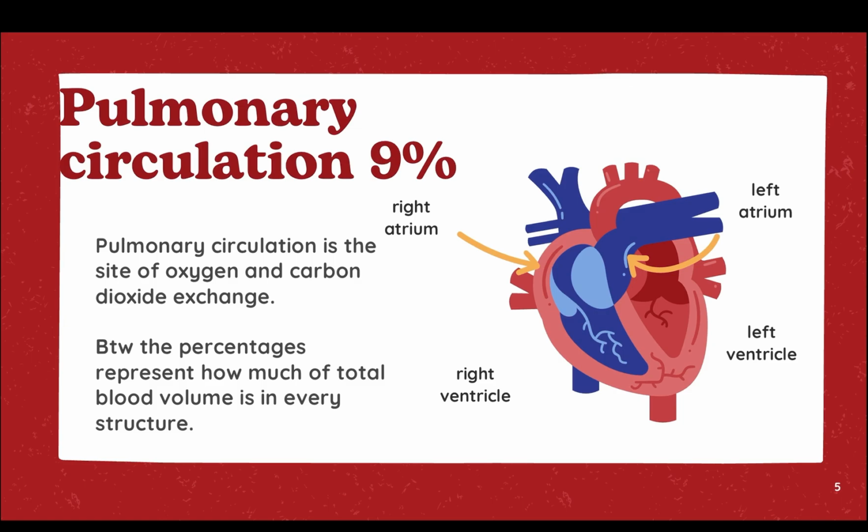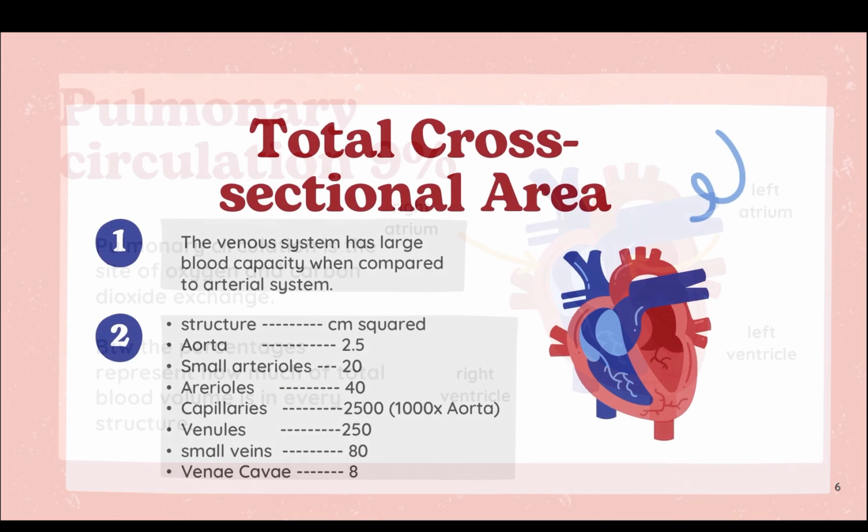Now let's talk about pulmonary circulation. It has 9% in it. The pulmonary circulation is the site of oxygen and carbon dioxide exchange, basically gas exchange. And here I'm just telling you the percentages of how much of the total blood volume is in every structure.